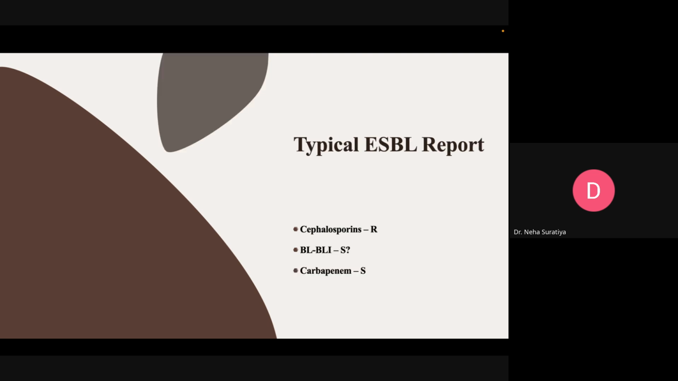So see this. A typical ESBL report contains what? This is where the confusion begins, guys. How it appears: cephalosporin R is written, that means completely resistant. Carbapenems is S, the third bullet point, that means it will be sensitive. And BLBLI is also S, but with a question mark. So that is like piperacillin tazobactam that may appear sensitive.